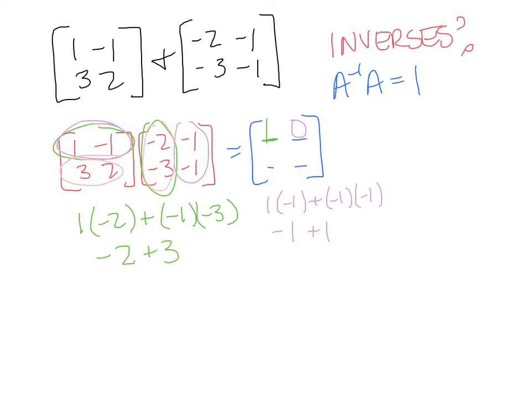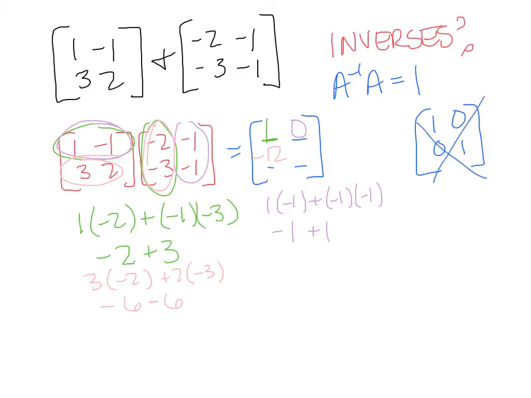We've got a couple more to take care of before we can be sure. Row 2, column 1. So we will have 3 times -2 plus 2 times -3, which is -6 minus 6, which is -12. So automatically I know that these are not inverses because I'm not getting the identity matrix when I'm multiplying them. Remember that multiplicative identity matrix would look like that for a 2 by 2 matrix. So automatically we say no, they are not inverses.